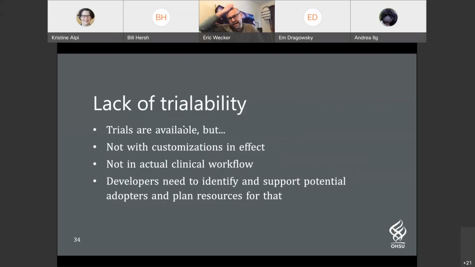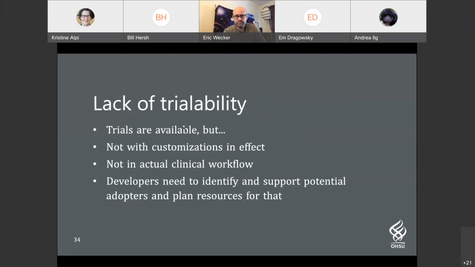So there was a lack of trialability. So these products do have publicly available trials, so you can go and try them out. However, different institutions require customizations in their implementation of this, and there's not an ability to try that out, and they also can't use it in their actual clinical workflow. So that sort of trial is limited in its utility.